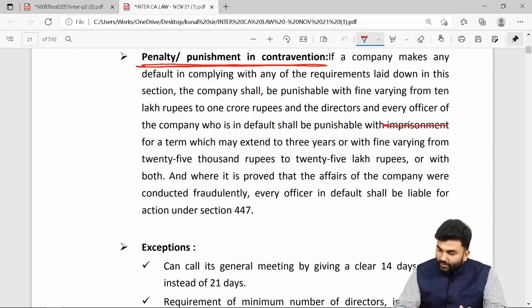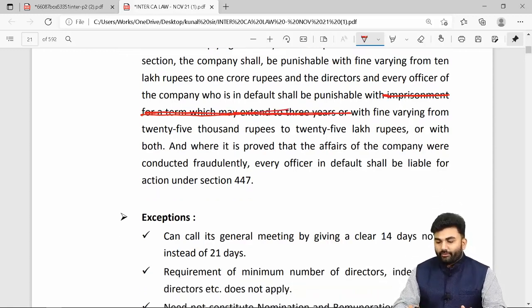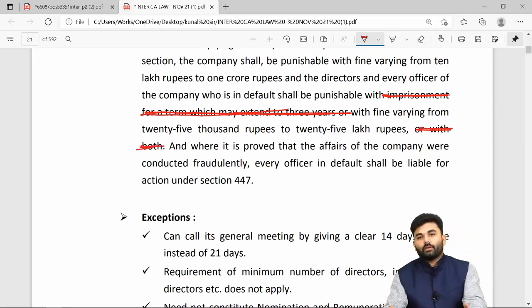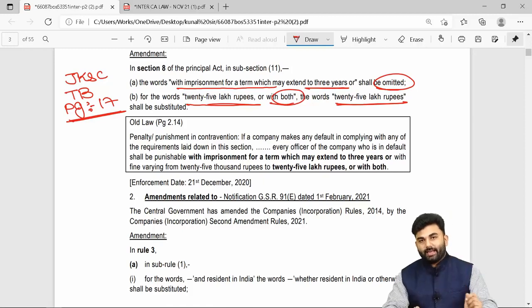See, now remove this: shall be punishable with an imprisonment for the term of 3 years. The imprisonment part has to be removed. With a fine varying from 25,000 rupees to 25 lakh rupees. Bas. You have to also remove the words or with both. So this is a slight change which is there inside your section 8.